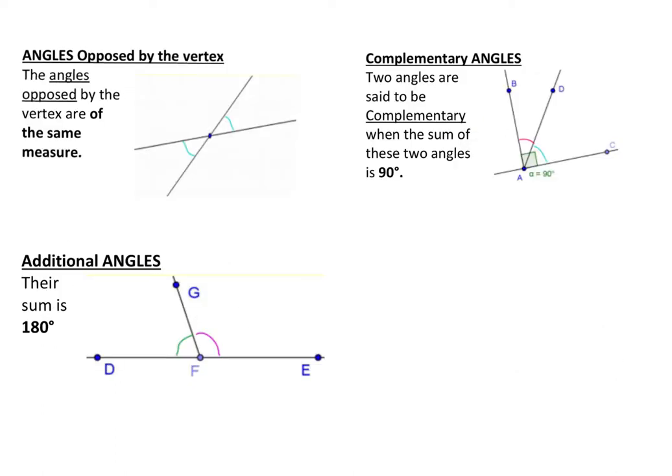Other things that might be useful. Angles opposed by the vertex. So opposite angles, basically when 2 lines cross, the opposite angles here will be equal. So these 2 marked in blue will be equal, and if I mark in red, these 2 angles here, also mark in black, these 2 angles here will also be equal to each other. So opposite angles are equal.